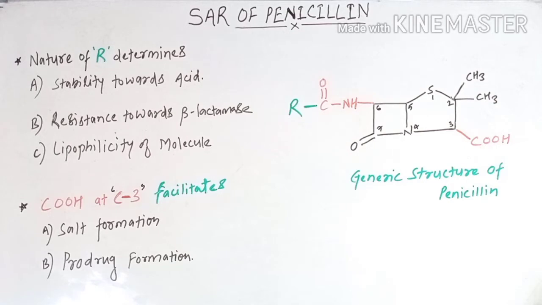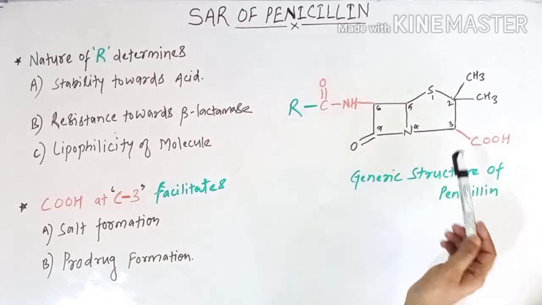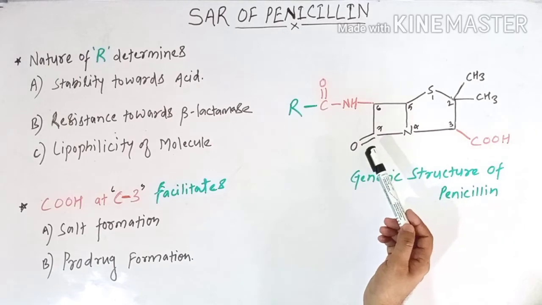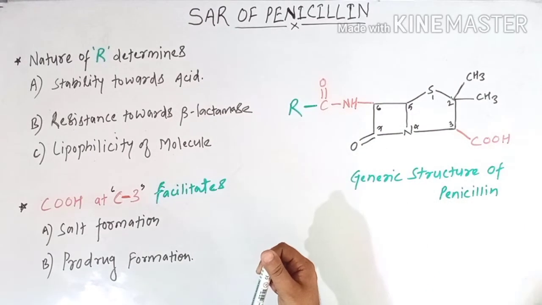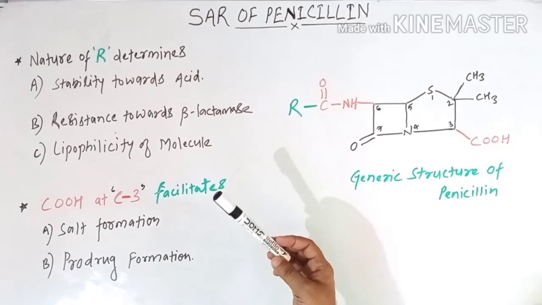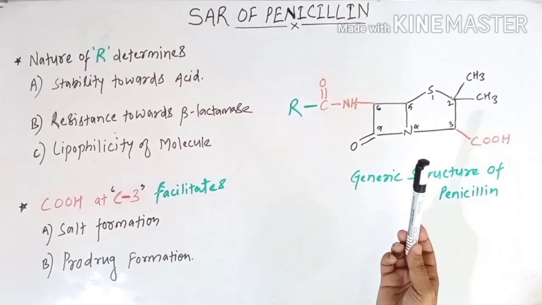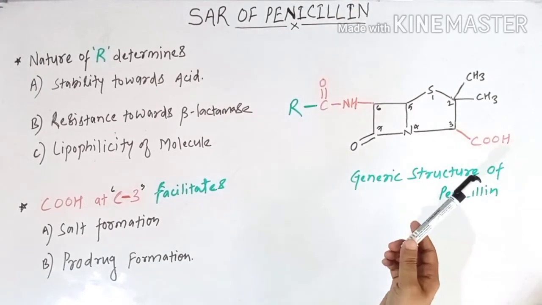Today in this session we will discuss the SAR of penicillin. SAR of penicillin is nothing but a relationship between various characteristic functional groups attached to the penicillin nucleus and its physicochemical properties. So it's a relationship of how various functional groups attached to this penicillin nucleus have an effect on its physicochemical parameters, and later on these physicochemical parameters have a relationship with its pharmacological activity.